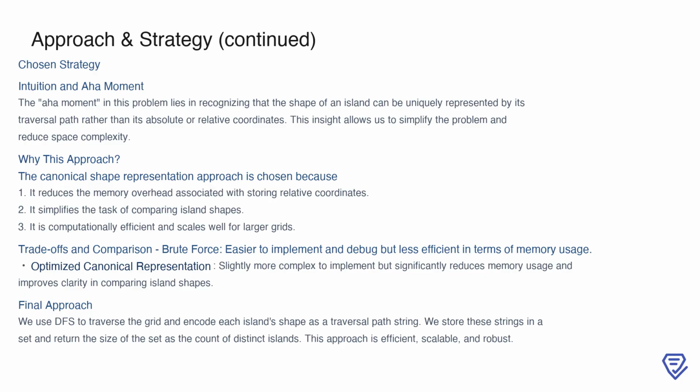The final strategy involves using depth-first search to traverse the grid and encode each island's shape as a traversal path string. These strings are stored in a set, and the size of the set ultimately gives us the count of distinct islands. This method strikes the right balance between efficiency, scalability, and clarity, making it the ideal solution.